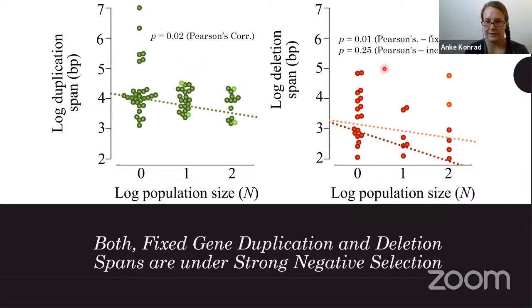For the deletions, there are a number of gene deletions in the larger population sizes that aren't fixed. They only occur in some of the individuals. If we include them, they're also very large, then our correlation of population size to deletion span is no longer significant, which implies that these segregating deletions may in fact still be under selection. Now, whether they are purged ultimately or not, I can't tell, but it would be my guess.